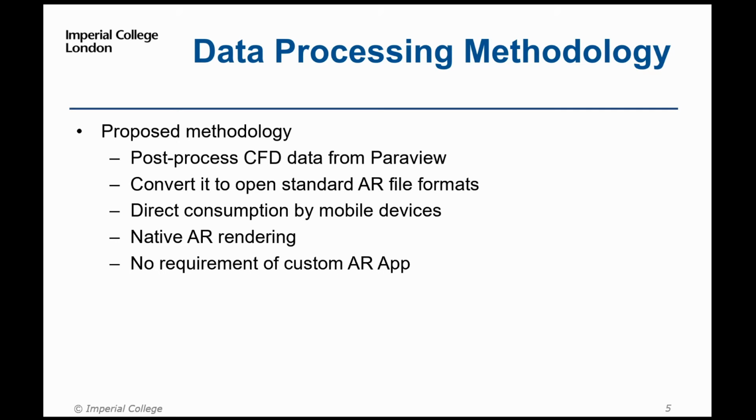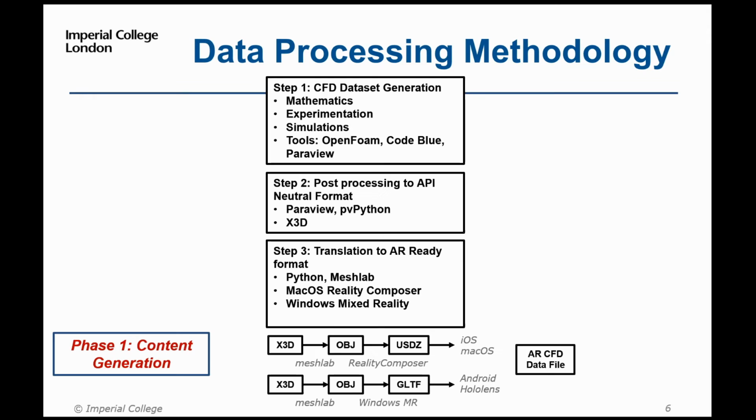Our proposed method involves several steps of processing a CFD data that can be automated via scripting and batching. We have also devised a way to distribute the resulting AR data for mobile consumption. Using the standard file formats, the AR content can be rendered natively on a mobile device without needing any custom AR app. Phase 1 of data processing mainly involves AR content generation.